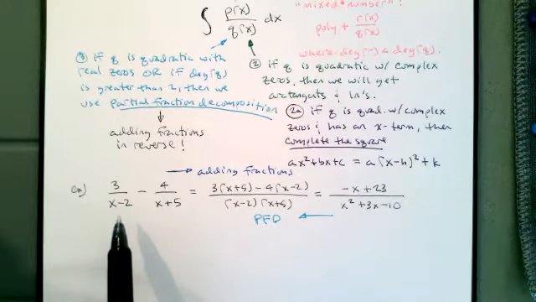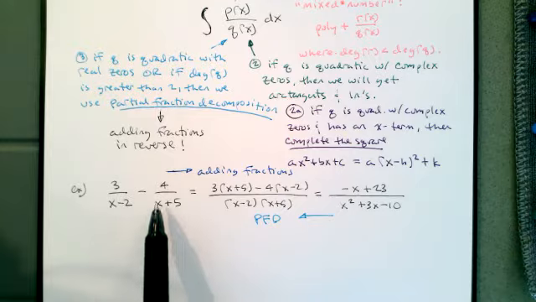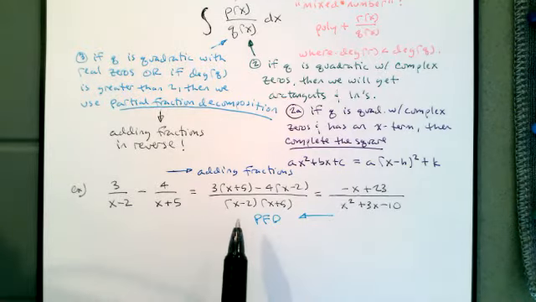So the integral of 3 over x minus 2 is 3 natural log of the absolute value of x minus 2. And then the integral of the second fraction will be minus 4 natural log of the absolute value of x plus 5, plus c.